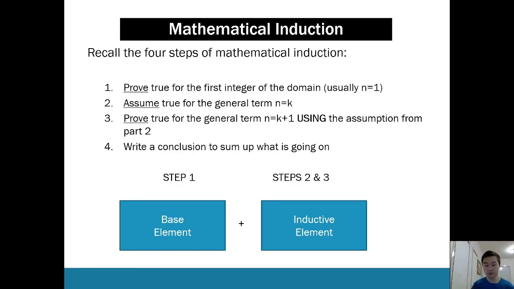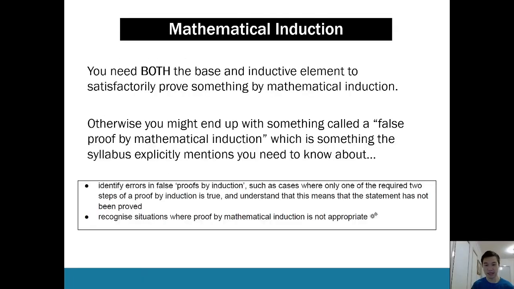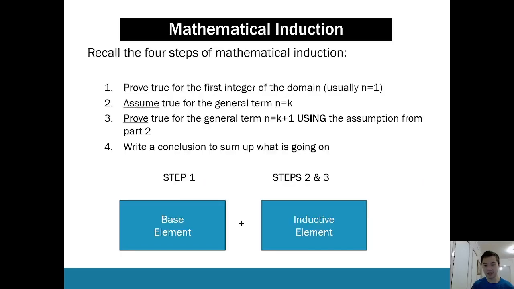The reason why it's important to have both steps is because it's kind of like dominoes. Steps 2 and 3 ensure that all the dominoes are lined up nicely. It's saying that if the domino before it falls, then the next domino will fall as well. That's basically what steps 2 and 3 say: if true for a number, it'll be true for the next number. So basically, if one domino falls, it'll tip over the next one.